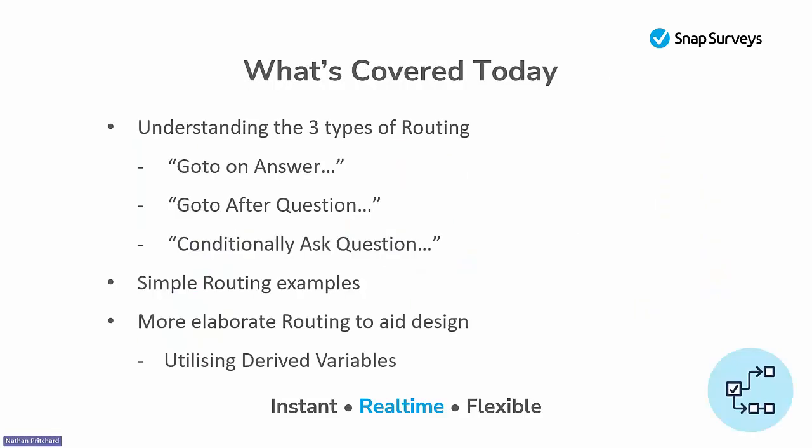We'll begin by looking at the three types of routing available in Snap XMP desktop, discussing when one might be used over the others. We'll look at adding some simple routing to an existing questionnaire before moving on to some more elaborate examples, which will hopefully give you some ideas for how your questionnaires and forms might be designed in the future. I should add at this stage that you might be more familiar with the term skip logic or survey branching, but it's all the same thing.